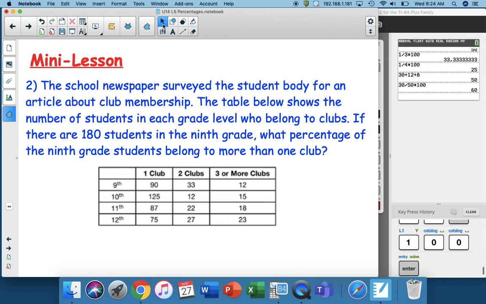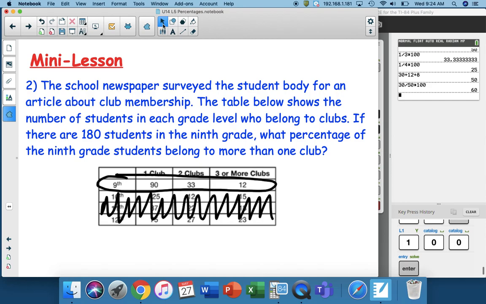The school newspaper surveyed the student body for an article about club membership. The table below shows the number of students in each grade level who belong to clubs. If there are 180 students in the 9th grade, what percentage of the 9th grade students belong to more than one club? Okay, so let's think about this. They're asking us for specifically which grade. They're not asking us for everyone. They're asking us just for 9th grade. That's all they want. So cancel out the rest of these. They don't matter.